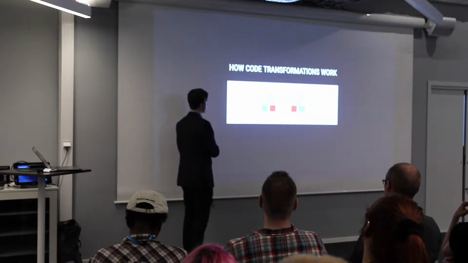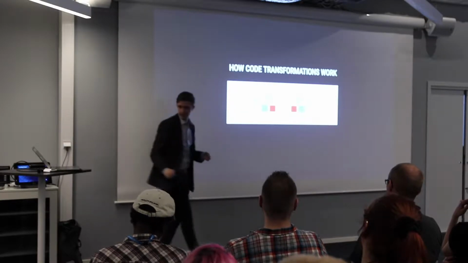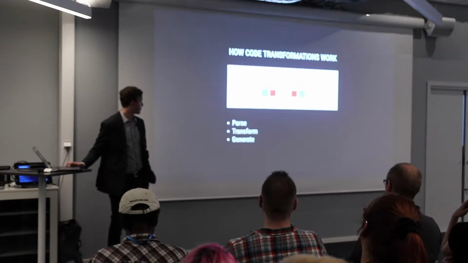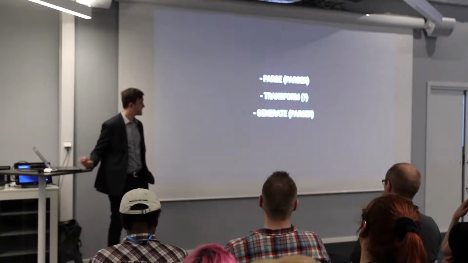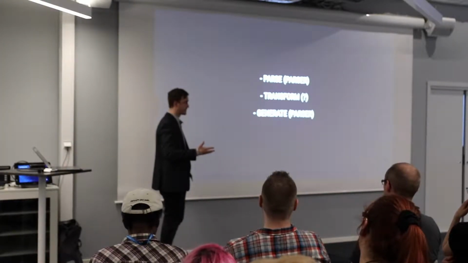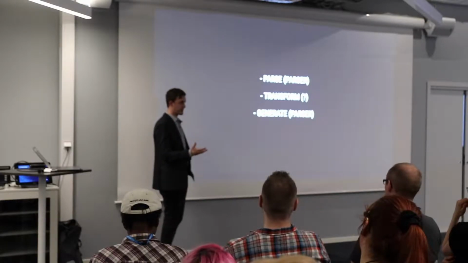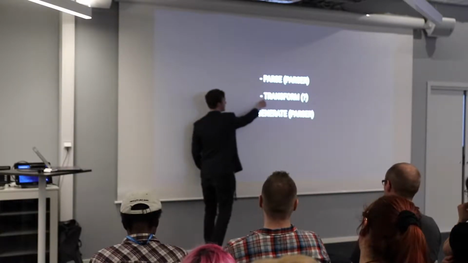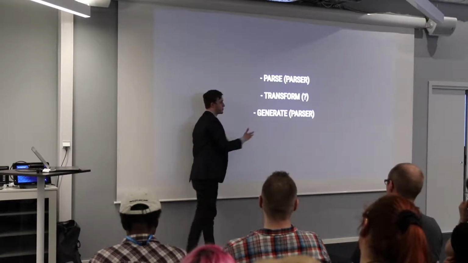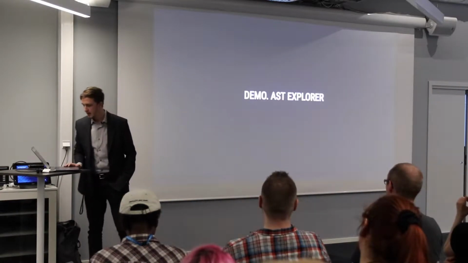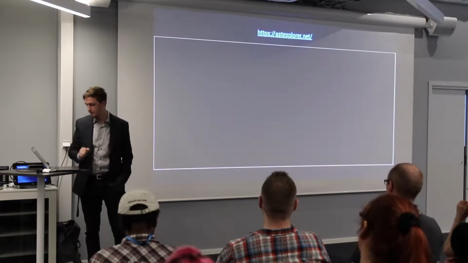So yeah, basically code transformations. You have 3 steps here. It's parse, transform, and generate. Parse is done by the parser. Generate is done by the parser. You need only to figure out which parser you want to use and what should be your transform. Okay, let's do a quick demo.